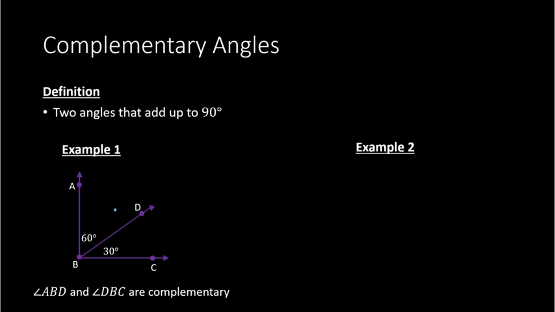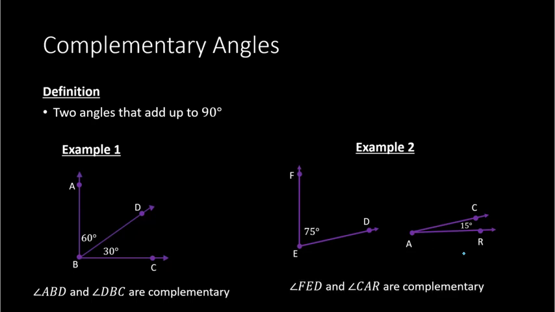Here in example 2, we have two angles that are not side by side, but they also add up to 90 degrees. Angle FED is 75 degrees, angle CAR is 15 degrees. If you add those together, you get 90. So again, those two angles, FED and CAR, are complementary.